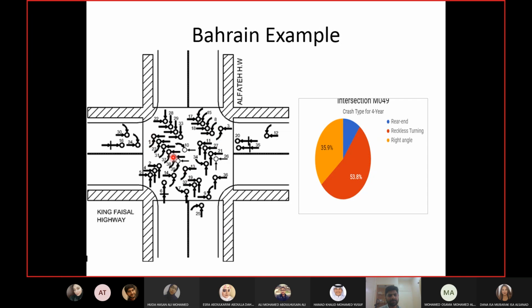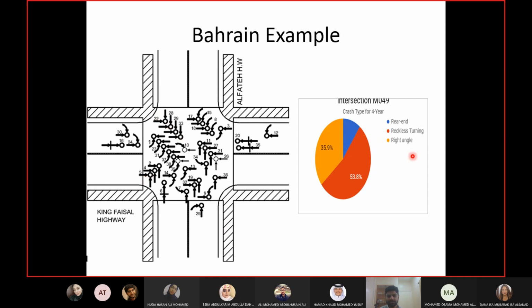These, this one, these two. So reckless turning is basically what we said as other angles, other angle crashes. Okay, so these are other angle crashes which are the highest in that intersection, and the other one is right angle. And we already discussed right angle. You can see right angle crashes.